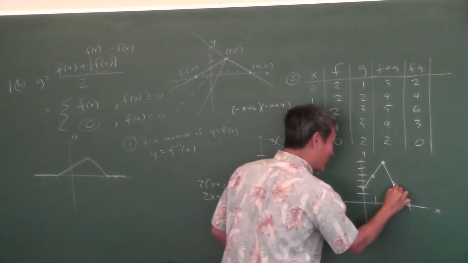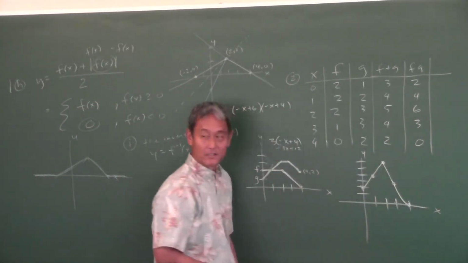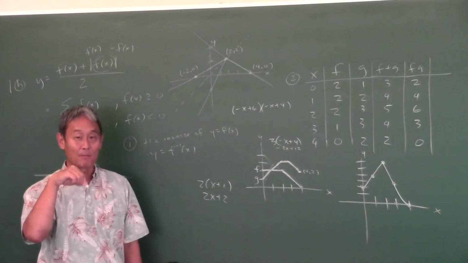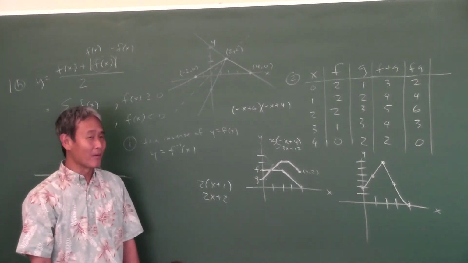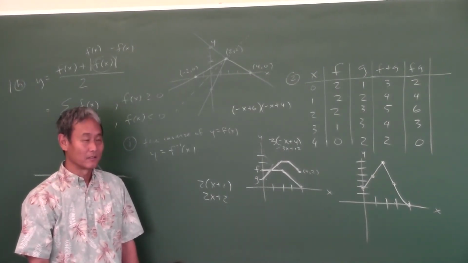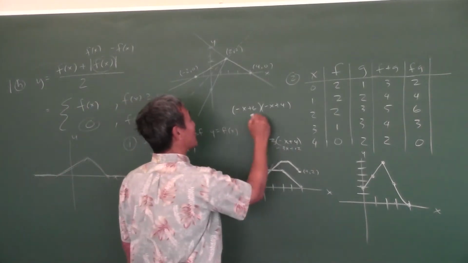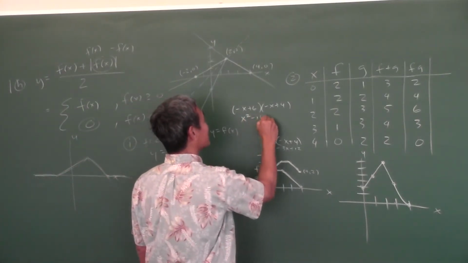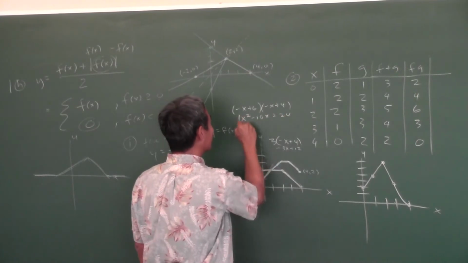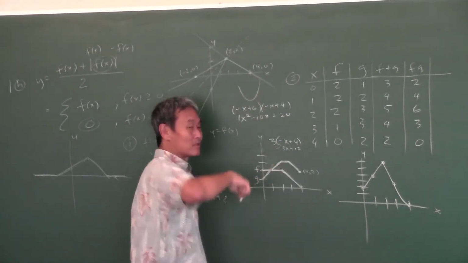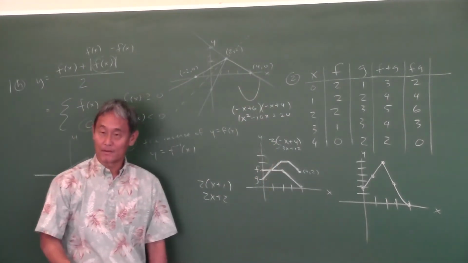That's why from here to here, it's curved, it's concave up, it's a parabola. How did I know it's concave up and not concave down? Because when you multiply this out, you get x squared minus 10x plus 24. The leading coefficient is positive, the parabola is opening upward, it's concave up.